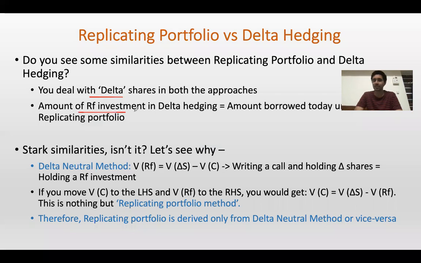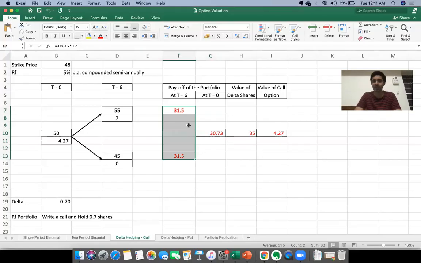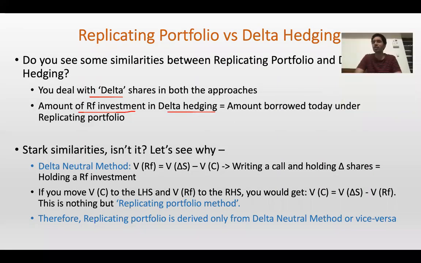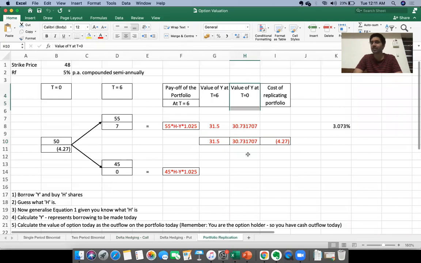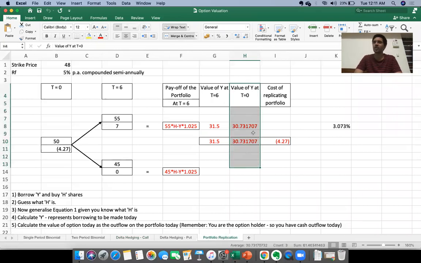The amount of risk-free investment in the delta hedging approach, risk-free investment meaning nothing but the price of the portfolio, what you pay as the price of the portfolio, is equal to the amount that needs to be borrowed under the replicating portfolio approach. And this I'm talking in today's terms, right? Over here also, the risk-free investment was nothing but the investment being made today. That's the price that you have to pay at t equal to 0, is equal to the amount of borrowings that you have to make at t equal to 0 again. Obviously, when the cash flows are equal at t equal to 0, they have to be equal at all the timelines, right? You will have the same cash flow at t equal to 6 also, obviously.